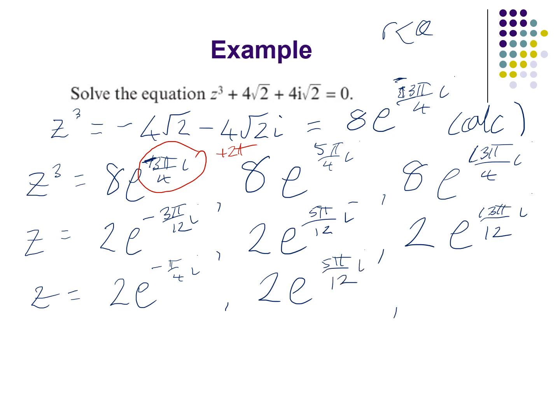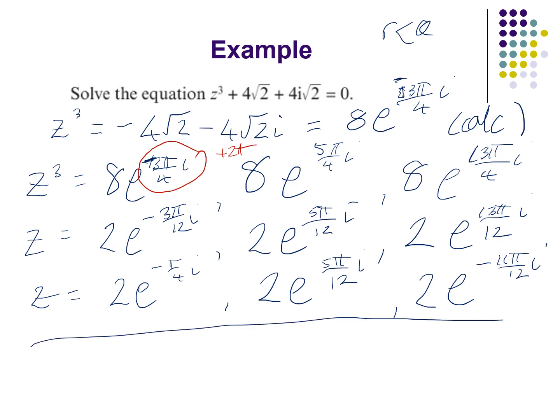Okay, and then with this one, if we take 2 pi away from it, we'll get 2e to the minus 11 pi by 12i. So at least that gives us all of our answers in the pi convention. Usually, to be honest, an exam question would say what convention to use. Okay, one more to do then.